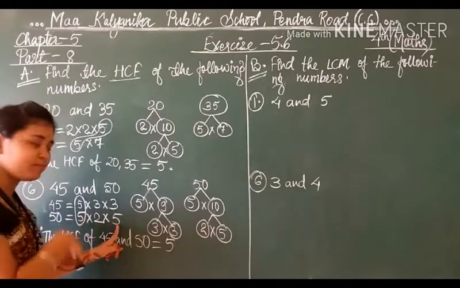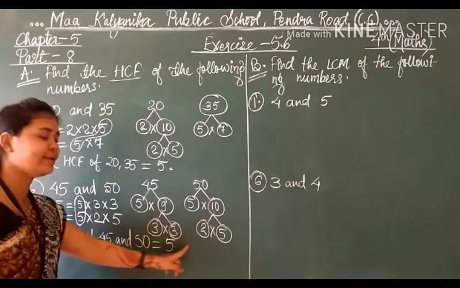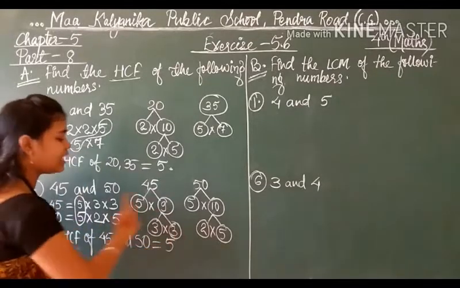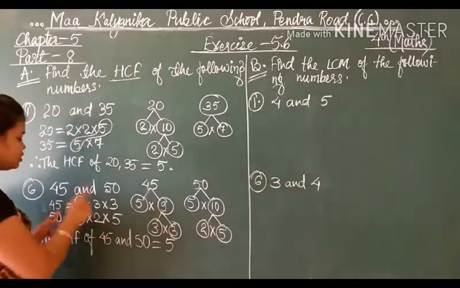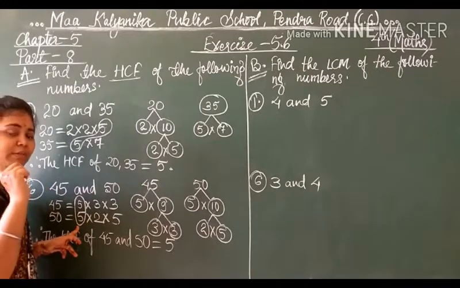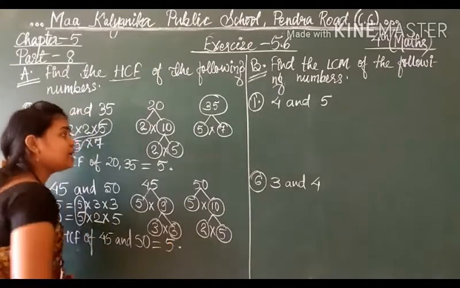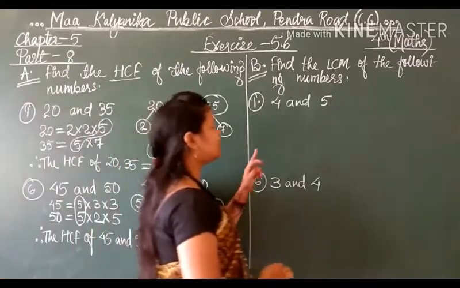Then if 5 is again more in both, then we will take 5 again. So 5 multiplied by 5, so 5 5s are 25 will be the LCM, like that. Okay. So in this question only 5 is coming one time common. So that's why 5 is the final answer. Now moving to question number B.